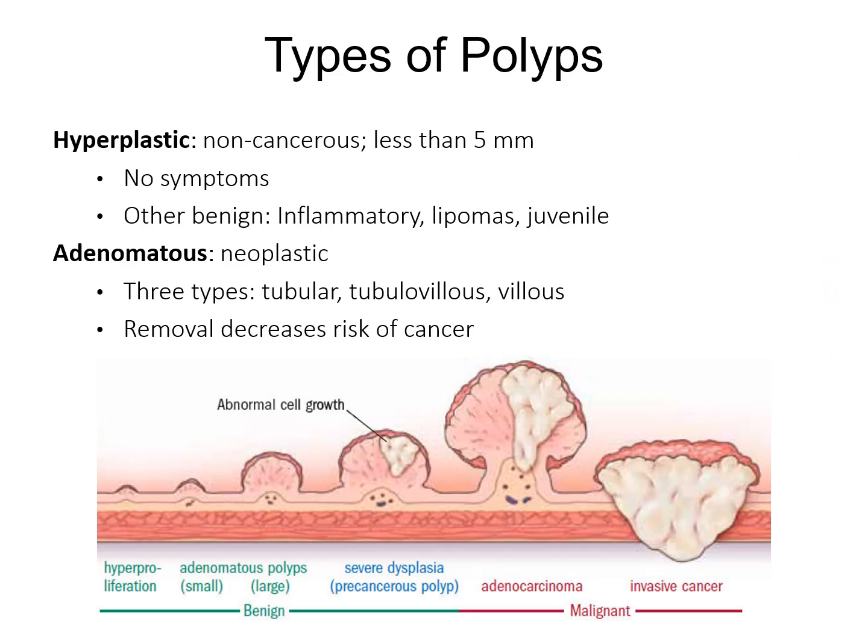Okay, here we have types of polyps. We have hyperplastic and adenomatous. The first, hyperplastic, is non-cancerous. They're usually less than 5 millimeters in size. They don't have symptoms, and they are benign. Other benign types of polyps would be inflammatory, lipomas, and juvenile.